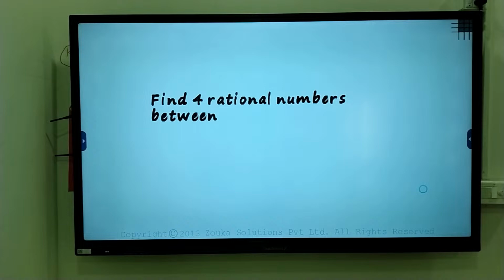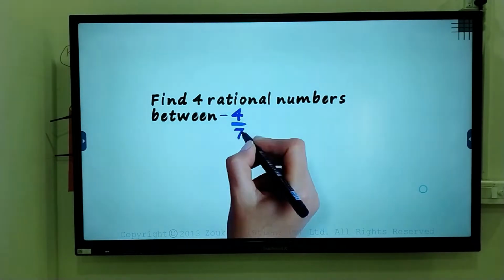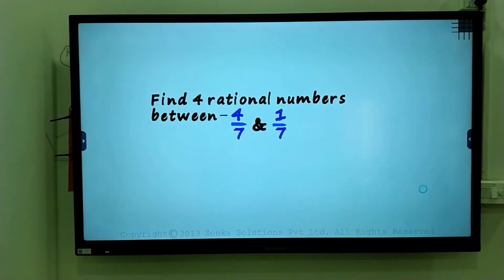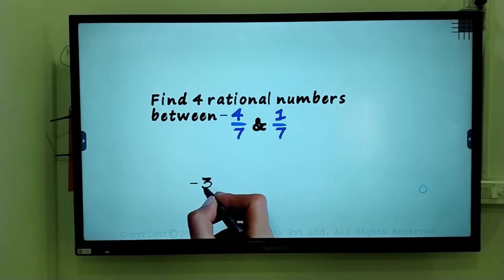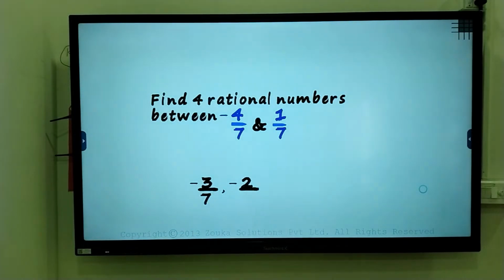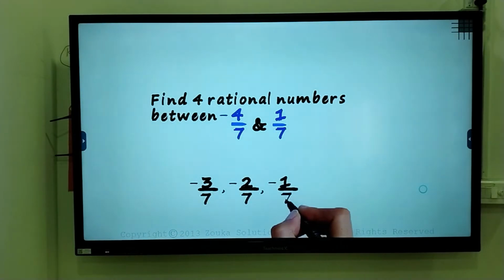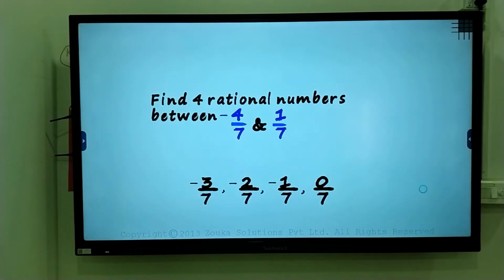Here are the kind of problems that could be asked in your exams. Find four rational numbers between minus 4 by 7 and 1 by 7. Since the denominators are the same, we can easily write the four numbers. We can write them as minus 3 by 7, minus 2 by 7, minus 1 by 7, and 0 by 7, which is 0. We just kept on adding 1 to the numerator.